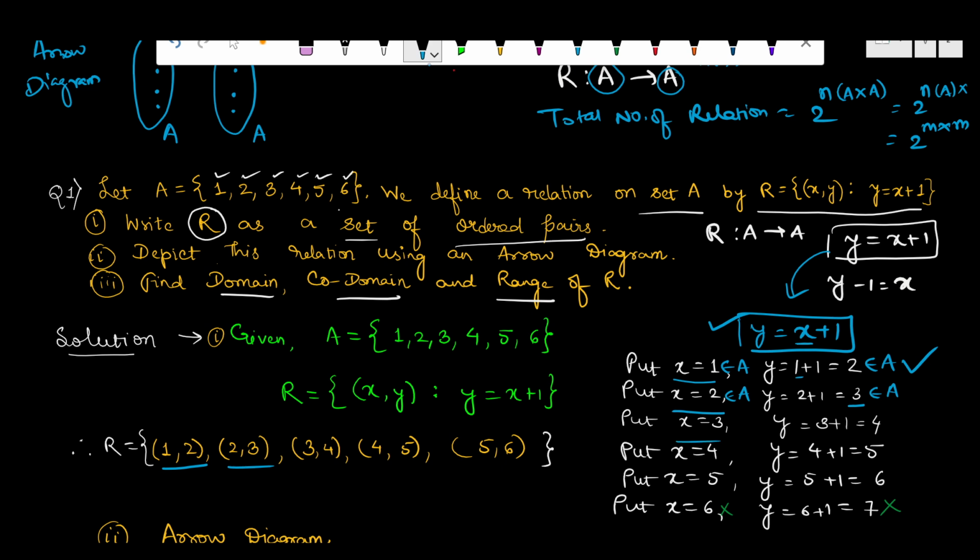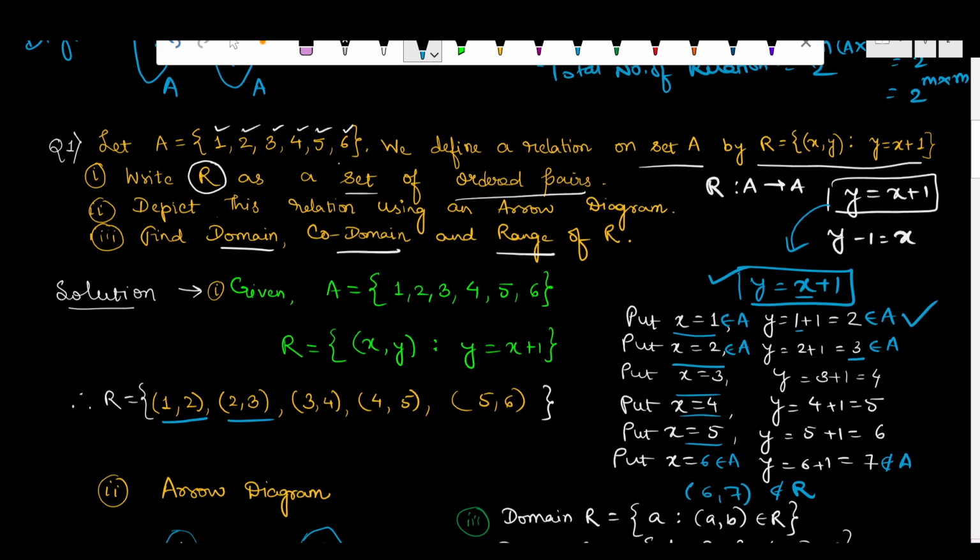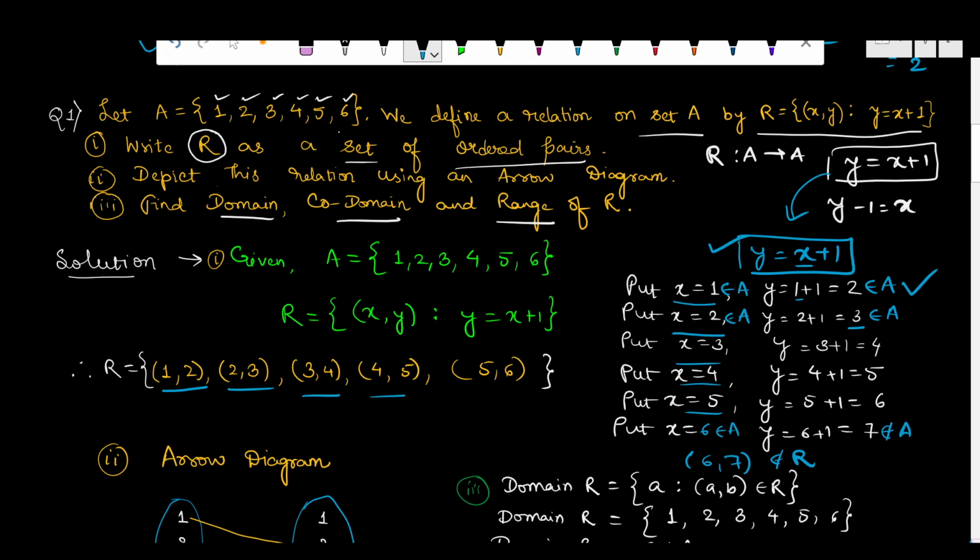Similarly, you can check for 3, 4 and 5, but when you put x equals 6, this belongs to A, but 6 plus 1, which is 7, does not belong to A, so this pair (6, 7) will not belong to R, right? Therefore R is this. This is your final answer.